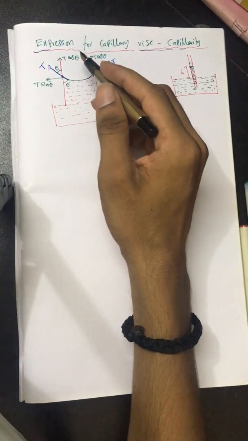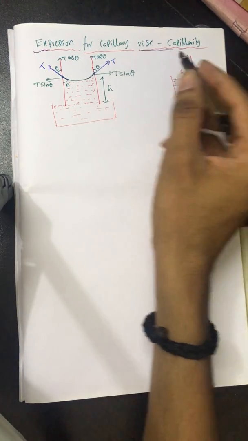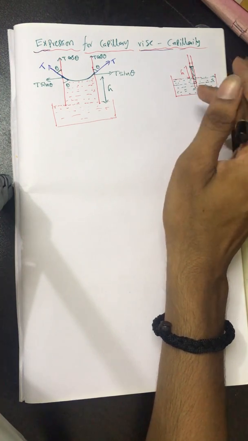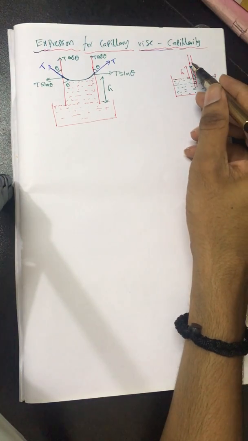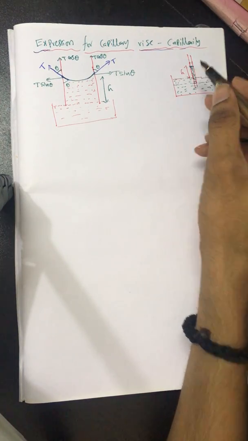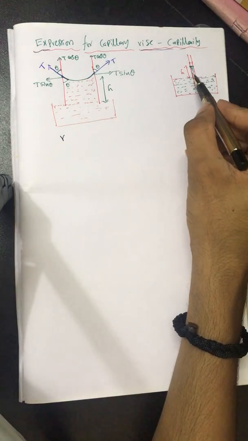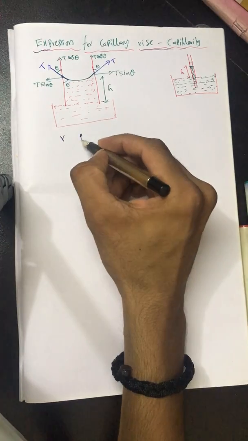Today we are going to derive an expression for the height of capillary rise in the case of a capillary tube dipped inside a certain liquid. This action is called capillary action. Here is a capillary tube of certain diameter or radius r, and it is dipped inside a certain liquid of density rho. Rho is the density of the liquid.